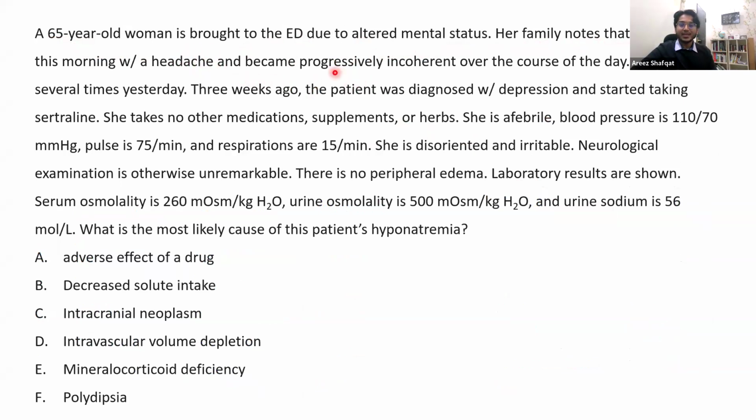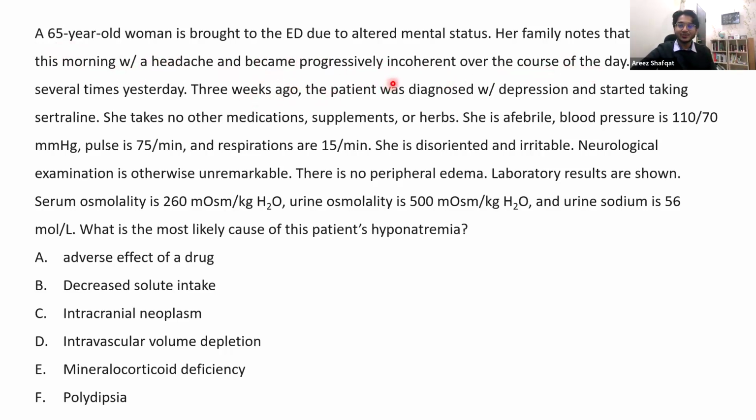with a headache and became progressively incoherent over the course of the day. Do we need to know the normal lab values? No, you don't. They'll give you the normal lab values, okay? But remember, less than 100, more than 100 urine osmolality. Less than 275 serum osmolality is low serum osmolality, okay? So this person has a headache and is becoming progressively incoherent. So she's having CNS symptoms.